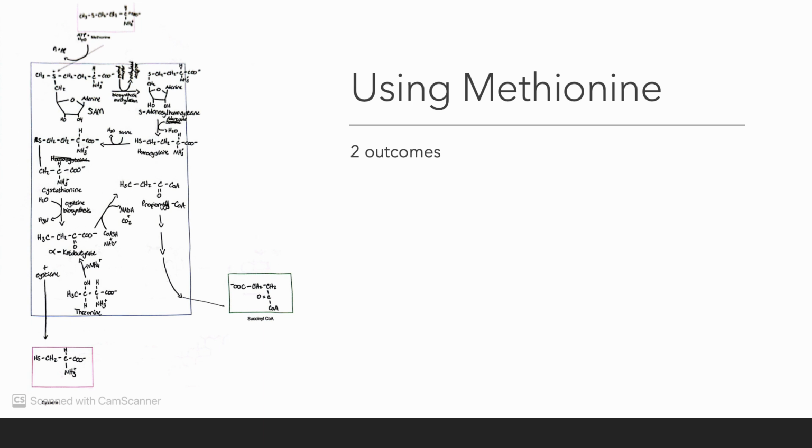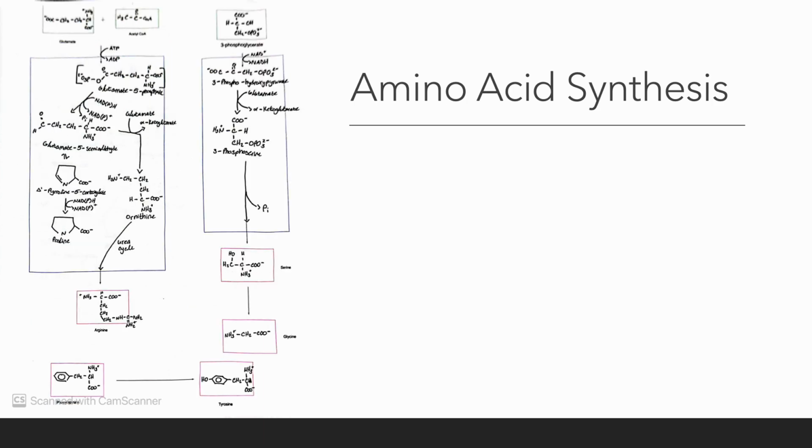Methionine can also be used, and there are 2 different outcomes, where in one pathway it creates succinyl-CoA, and in the other pathway it creates cysteine. In this slide, this is showing amino acid synthesis, where the essential amino acids are being generated for our body to use to create different proteins.